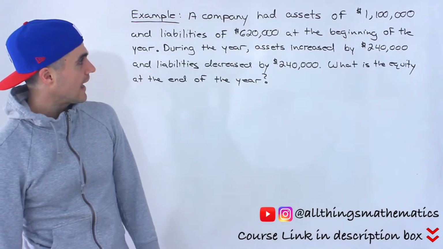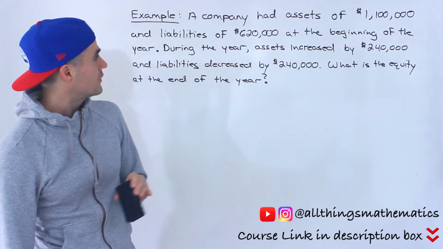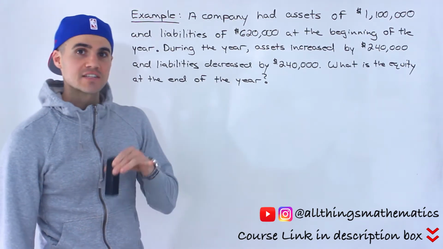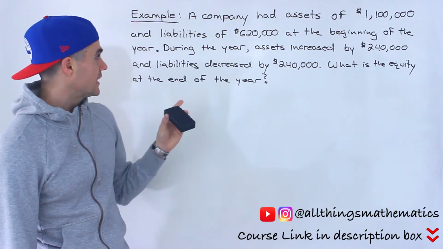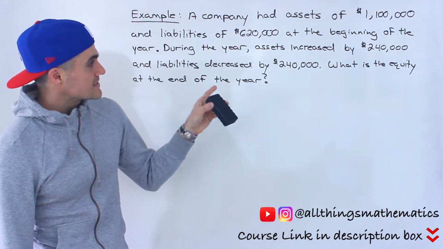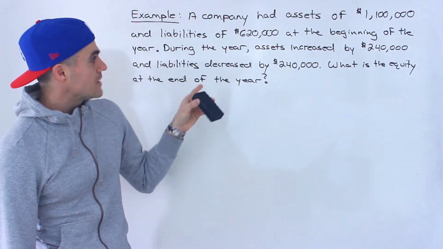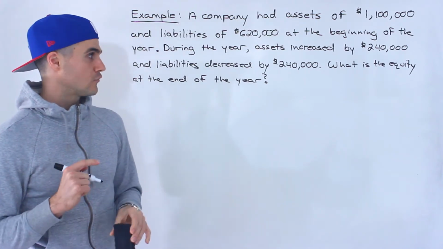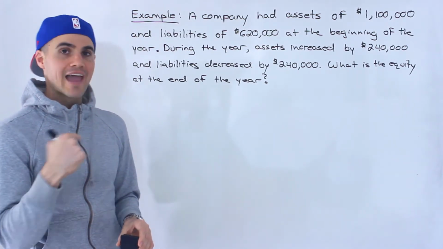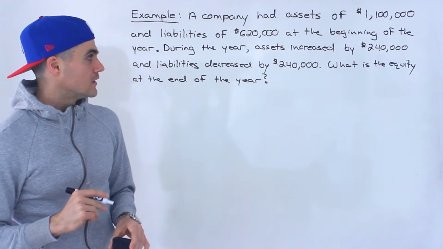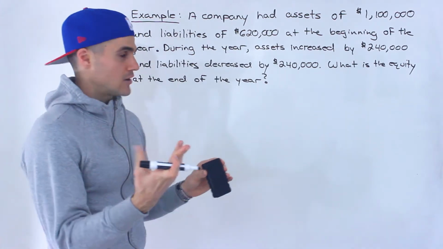So a company had assets of $1,100,000 and liabilities of $620,000 at the beginning of the year. During the year, assets increased by $240,000 and liabilities decreased by $240,000. What is the equity at the end of the year? So notice this is a financial statement algebra question.